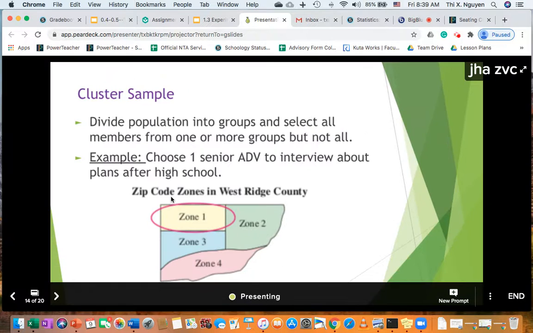The next one is cluster. Cluster is a little bit different from stratified.